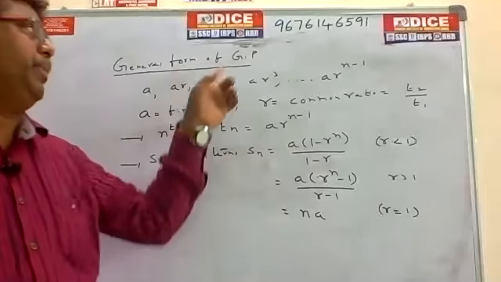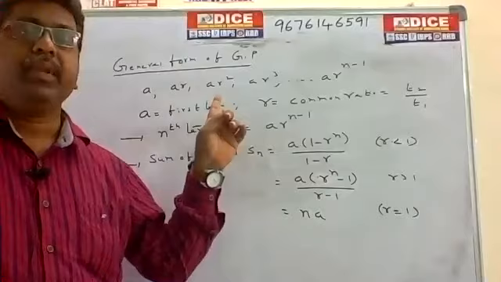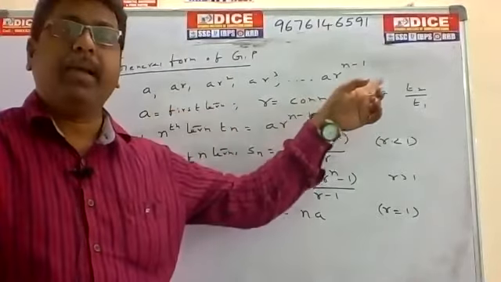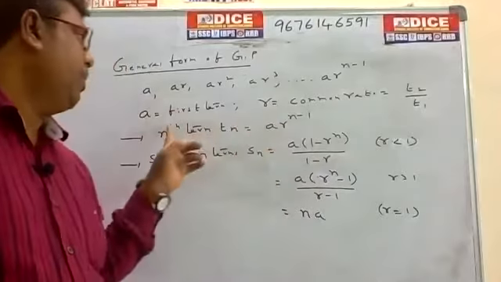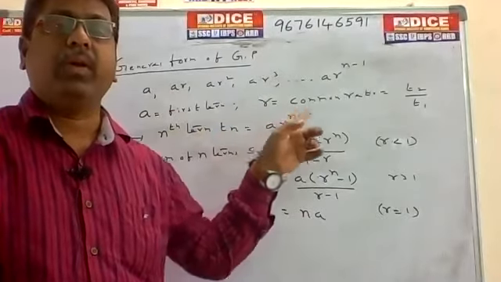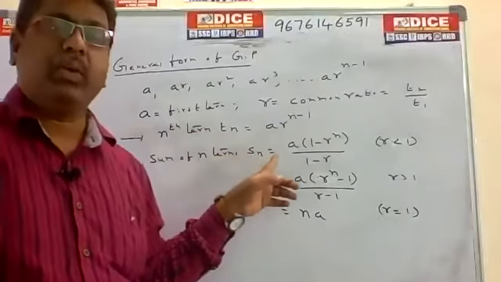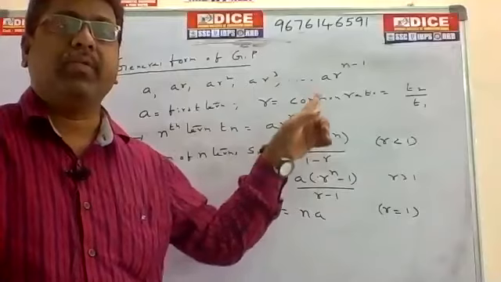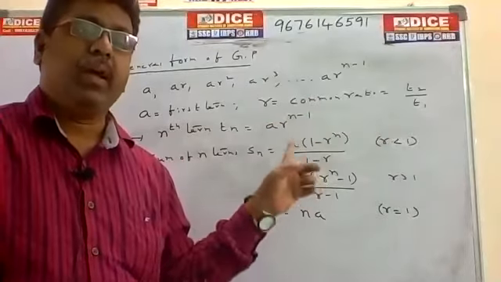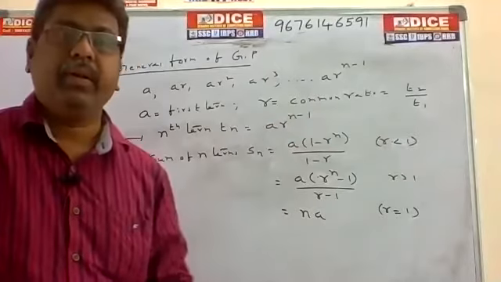So the general form of GP is A, AR, AR square, AR cube and so on. This is the general form of GP, geometric progression. In this, A means first term, R means common ratio, the formula is T2 by T1. The nth term of GP, Tn, is equal to A into R to the power of n minus 1. Sum of n terms, Sn, is A into 1 minus R to the power of n by 1 minus R if R is less than 1, and A into R to the power of n minus 1 by R minus 1 if R is greater than 1. N into A if R is equal to 1.